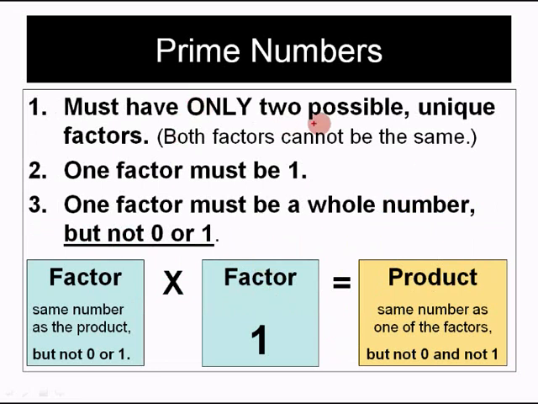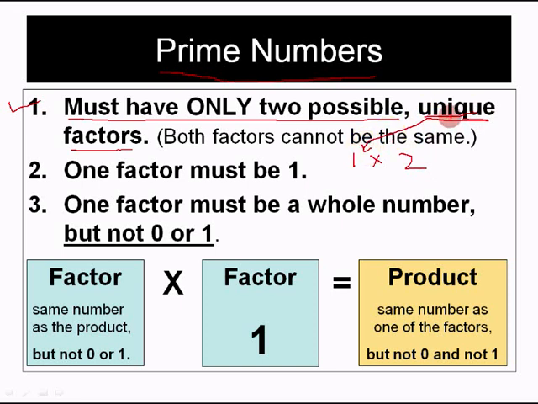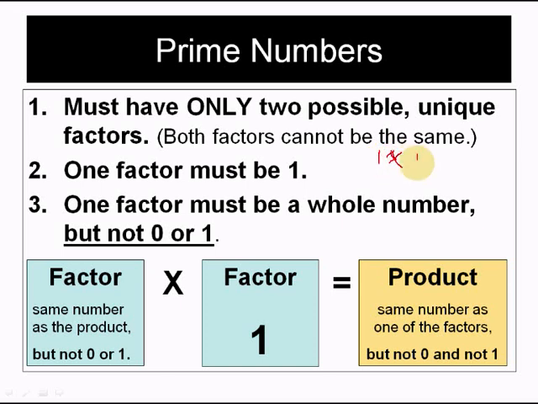What are the rules pertaining to prime numbers? Number 1, a prime number must have only 2 possible unique factors. Unique means individual. For example, 1 and 2 are two different numbers, so they are unique. But 1 multiplied by 1 is non-unique, because they are the same. They are identical. Both factors cannot be the same, otherwise they become non-unique.